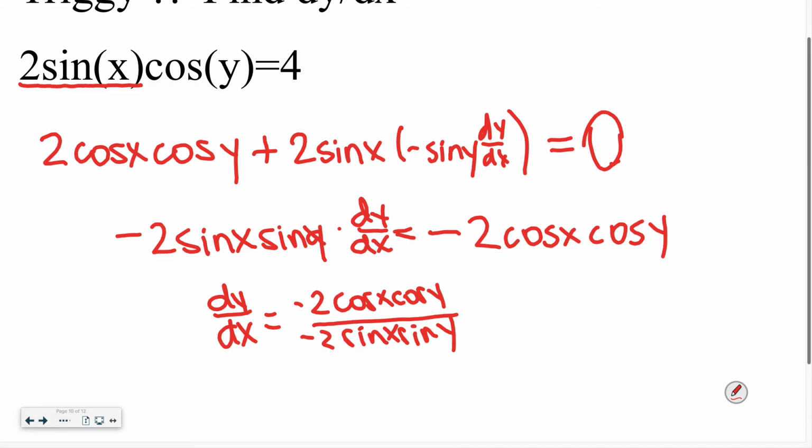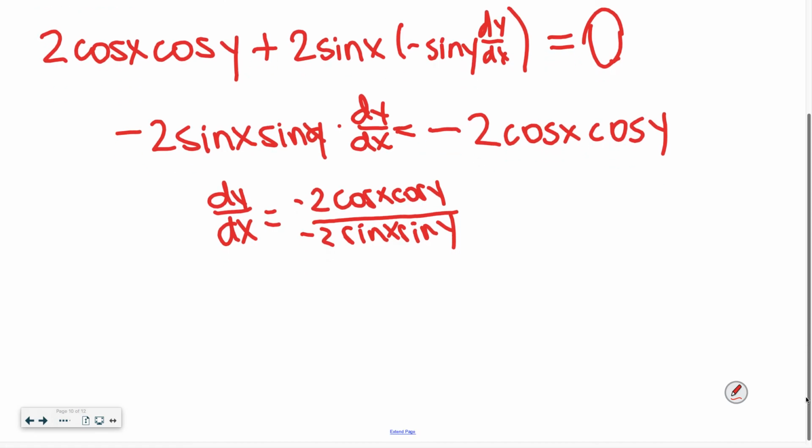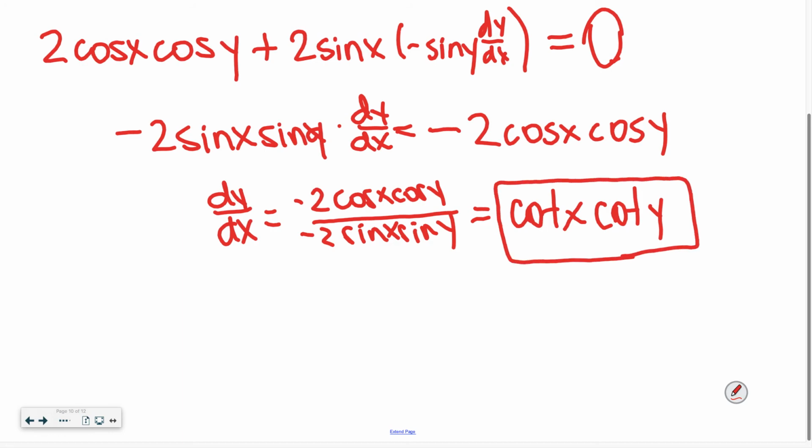I don't have a problem if you leave it like this. There is nothing wrong with it. However, if you see that you can reduce it because we have some trig things going on, right? Negative 2 over negative 2 cancels out. What is cosine of x over sine of x? And what is cosine of y over sine of y? There's nothing else you can do. You leave it like that. It is not cotangent squared. It is not cotangent of x times y. It's cotangent x times cotangent of y.